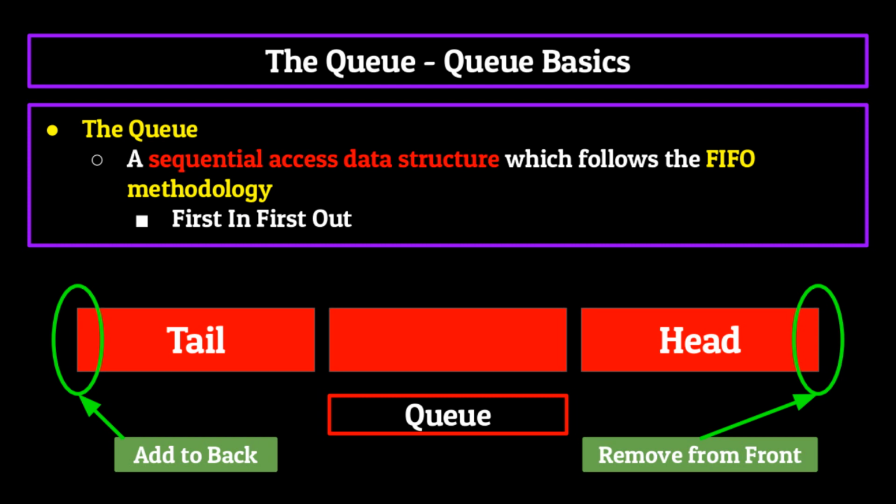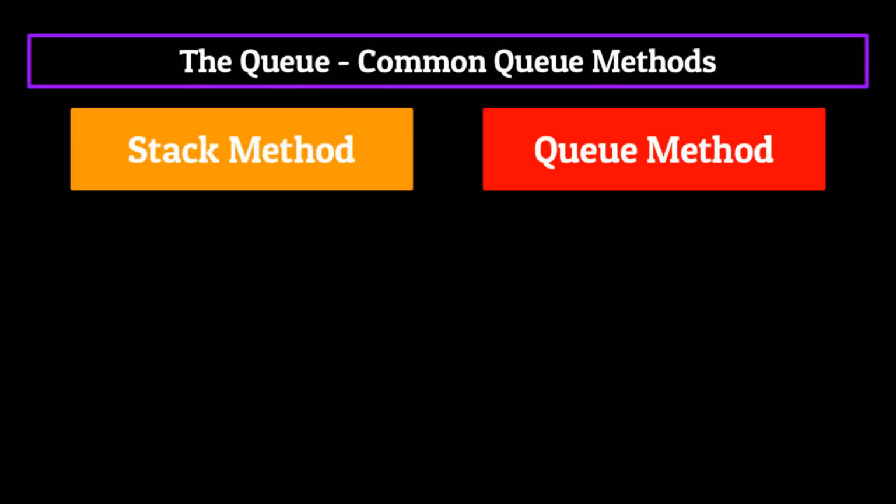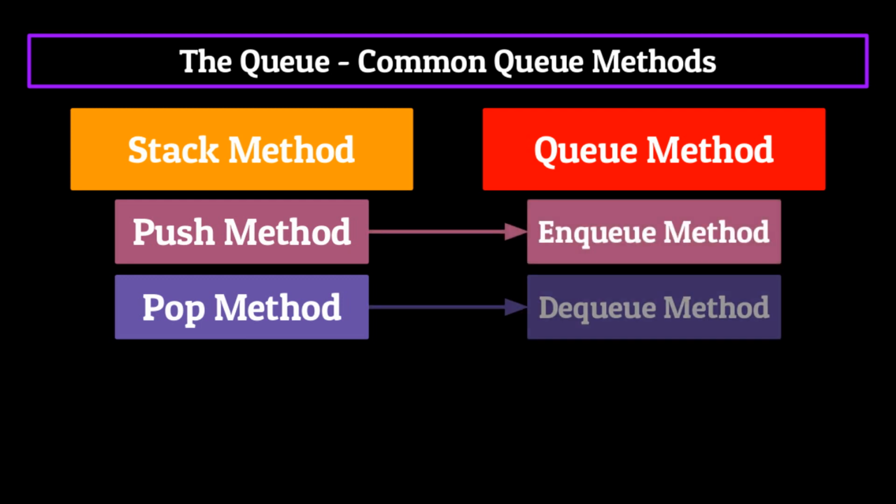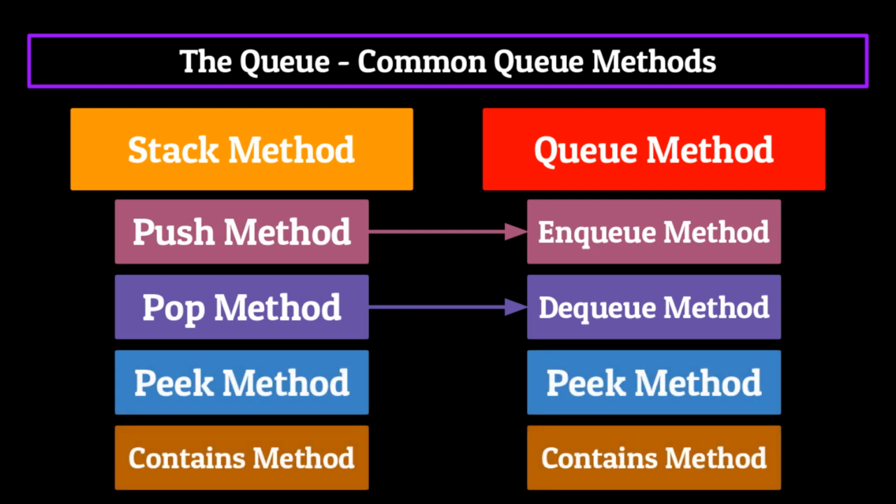So there's your background information on the queue. Sequential access, FIFO methodology, add elements to the back and remove them from the front. Got it? Good. Now, let's dive headfirst into how we can actually use a queue by jumping into some common queue methods. Just like the stack, we're going to have two methods used to add and remove elements from the queue. For the stack, we added elements with push and removed them with pop. In contrast, with the queue, we add elements using onQueue and remove them using dqueue. In addition to these two methods, we're also going to cover peek and contains, which if you watched the previous segment should look pretty familiar.